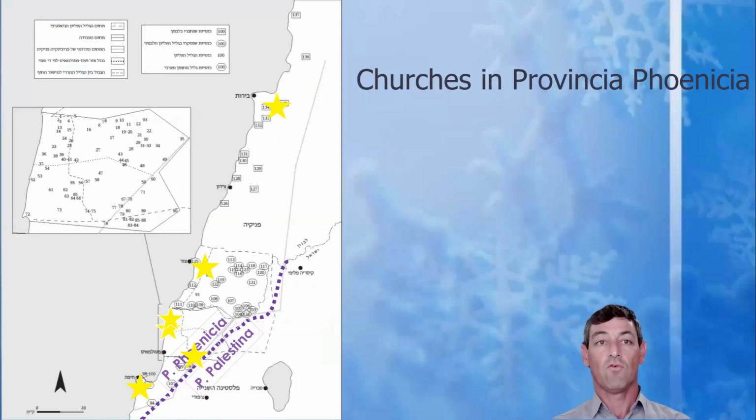Take a look at the map. So these are the churches we spoke about. You can see they are all spread along the Provincia Phoenicia. Now, you should take into account this. Most of the research is based on the evidence from Israel and not from Lebanon, basically because in Israel you've got lots of excavation and surveys that you don't have in Lebanon. We were fortunate to have some documentation from the Lebanese side, and you've seen some of it here.